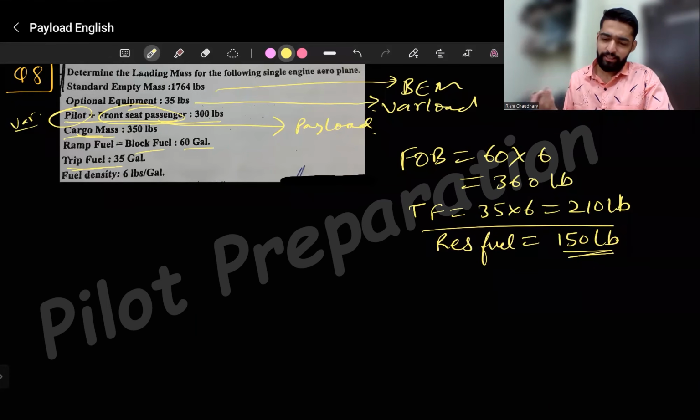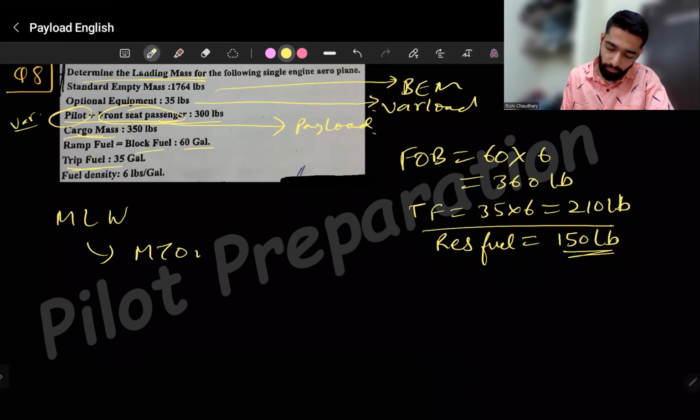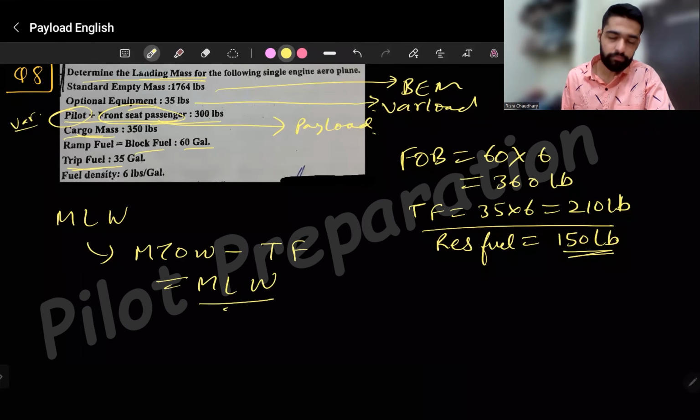Now what is next? I need to determine the landing mass of the following single engine aeroplane. That means I need to find out MLW. What does MLW contain? MLW contains everything. MTOW minus trip fuel is nothing but MLW. So I can add everything in the world except trip fuel. That is the reason I use this reserve fuel.